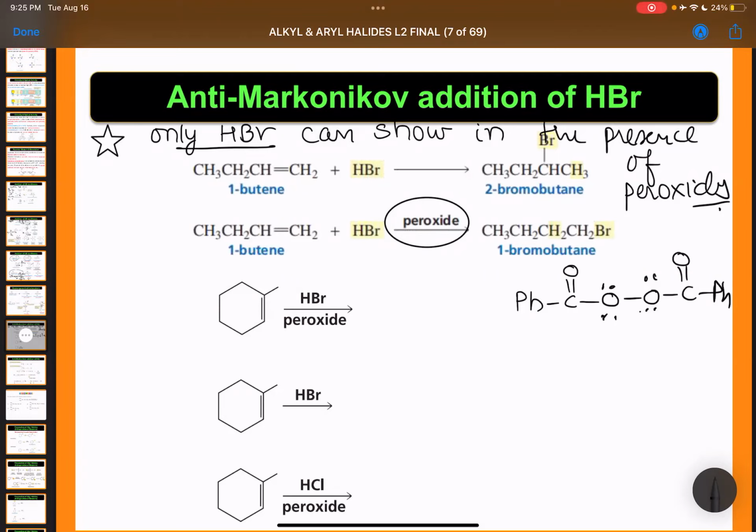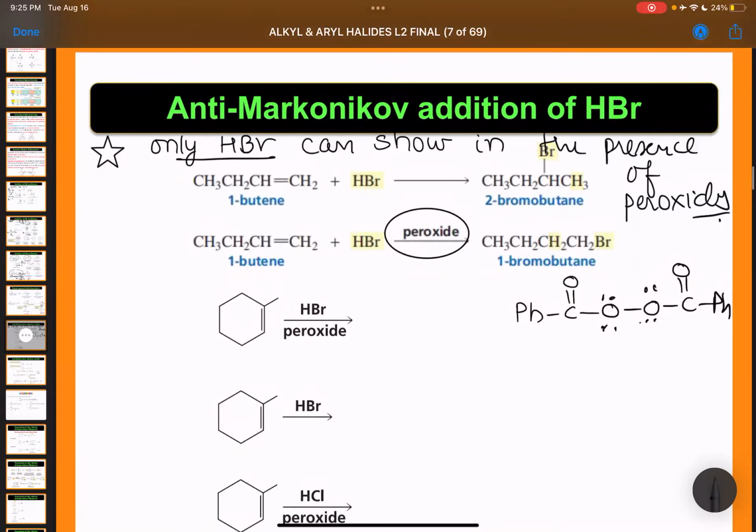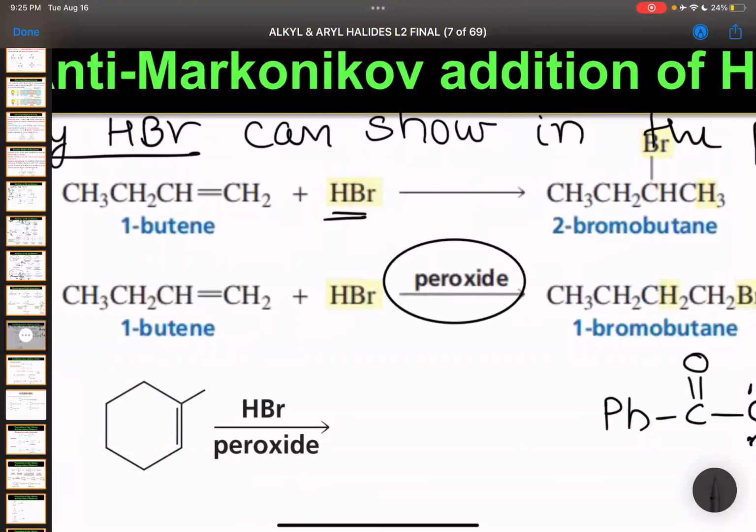Their addition will not be affected by the presence or absence of peroxide. Only the HBr way of addition will get reversed in the presence of peroxide. So normally, how does HBr add? Normally HBr adds in a Markovnikov way, in which the H+ attaches itself to the CH2 and the Br- attaches itself to the more branched carbon, where the carbocation is stable. So this is Markovnikov addition, but in peroxide, the way of addition of HBr is reversed.